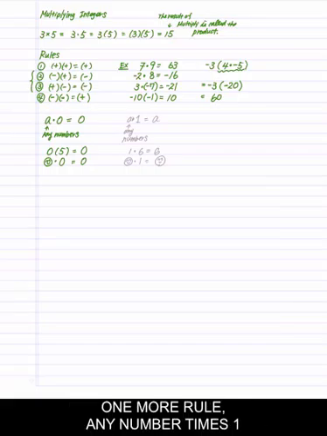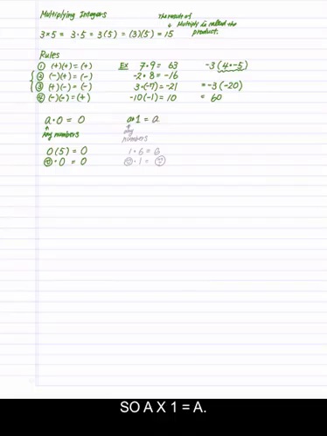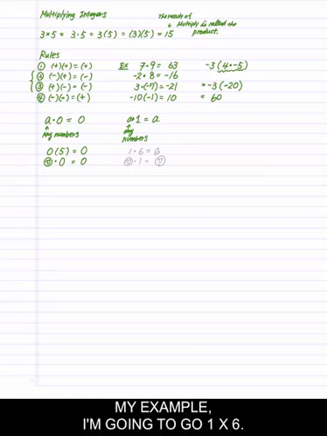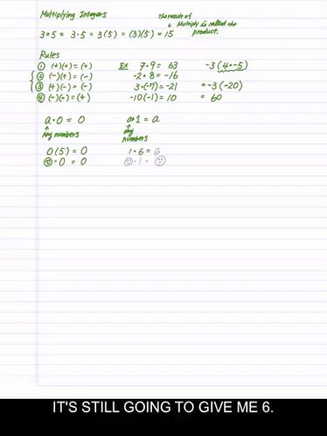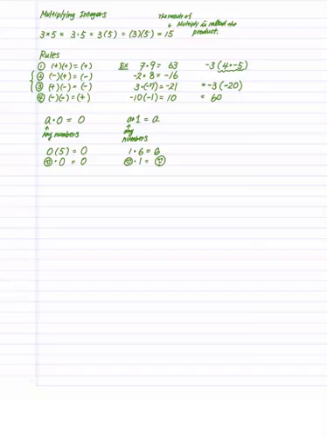One more rule. Any number times 1 is going to give me that same number back. So a times 1 equals a. Again, the a represents any number. My example, I'm going to go 1 times 6. Notice the order doesn't matter. It's still going to give me 6. And of course, smiley face times 1 is going to give me smiley face. And that is how you multiply a couple of numbers.